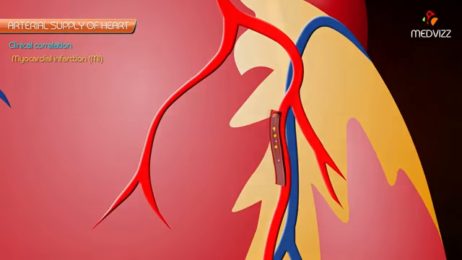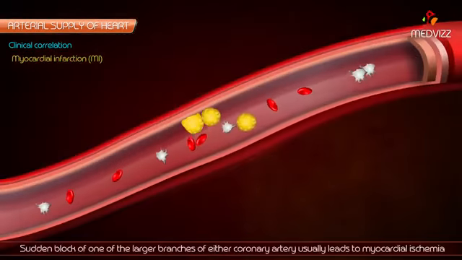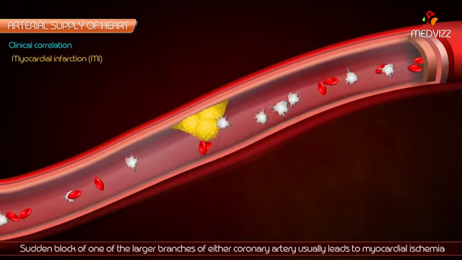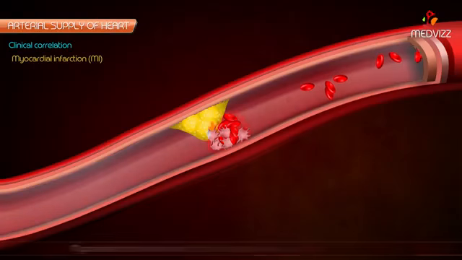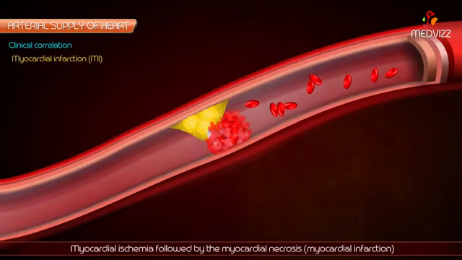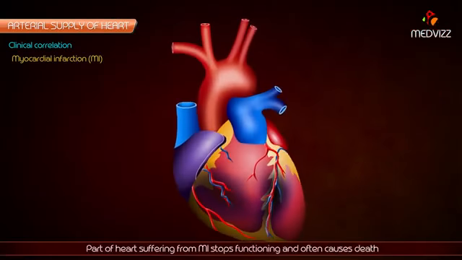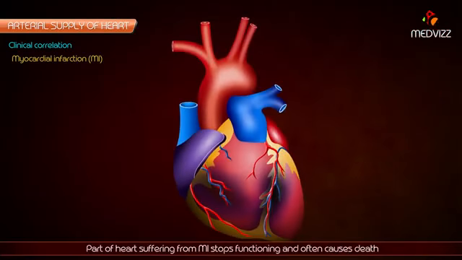Myocardial infarction. A sudden block of one of the larger branches of either coronary artery usually leads to myocardial ischemia, followed by the myocardial necrosis, which is myocardial infarction. The part of heart suffering from myocardial infarction stops functioning and often causes death. This condition is termed heart attack or coronary attack.